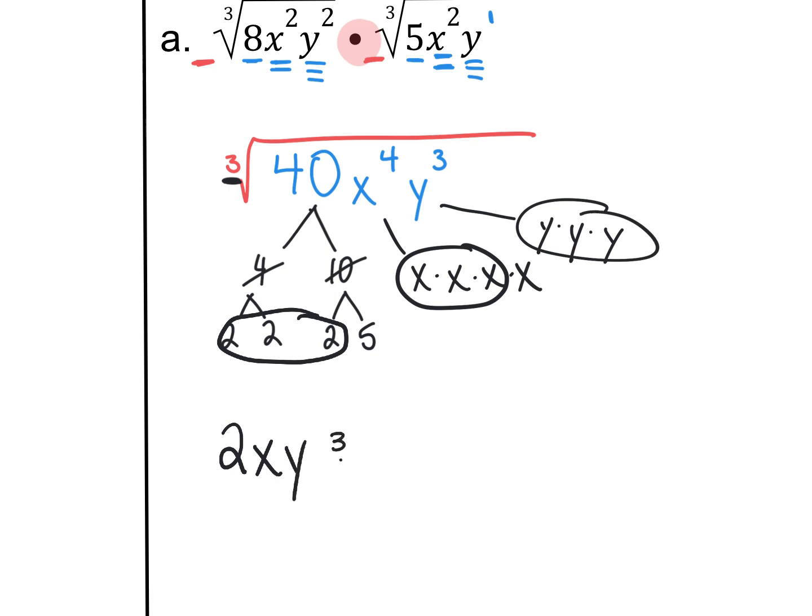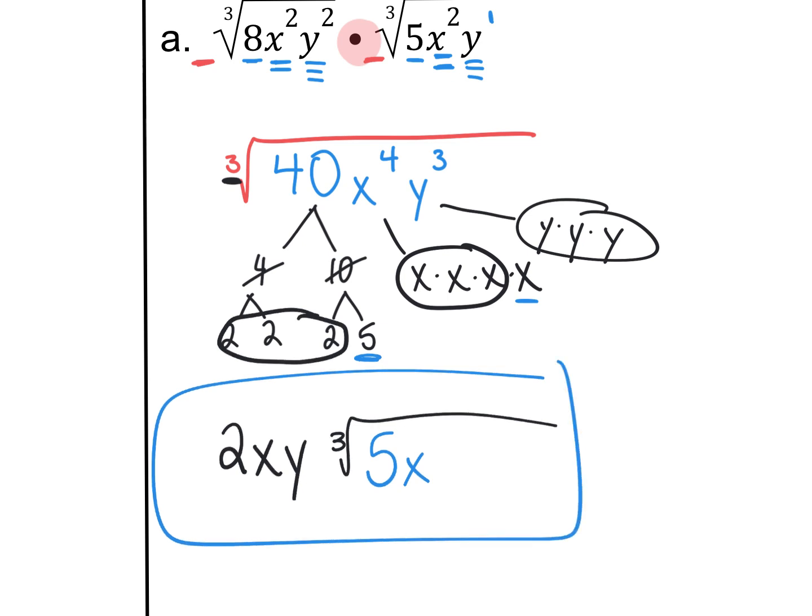Then we ask ourselves, who's left in jail? Make sure we keep the same index on the jail. Who's left? Well, if I look, I got a 5, I got an x, that's it. I don't have anything else. So that's my final answer. I'm done. That's it. So that is the process of multiplication. Same index, then we multiply outsides with outsides, insides with insides, and we simplify.